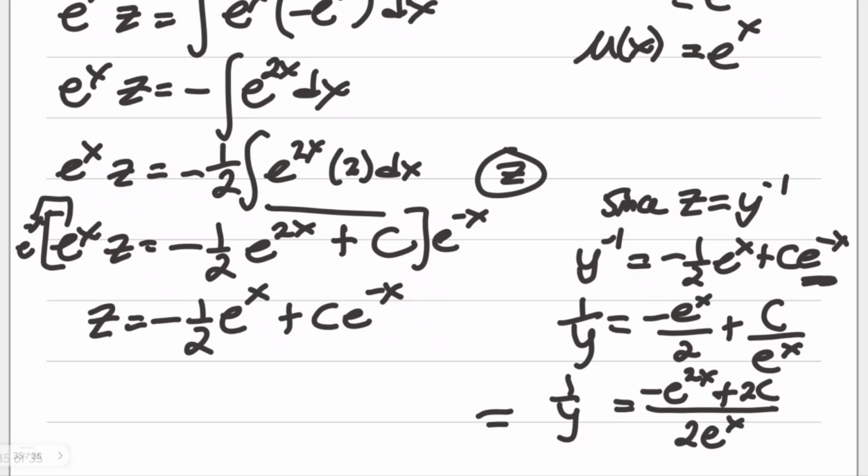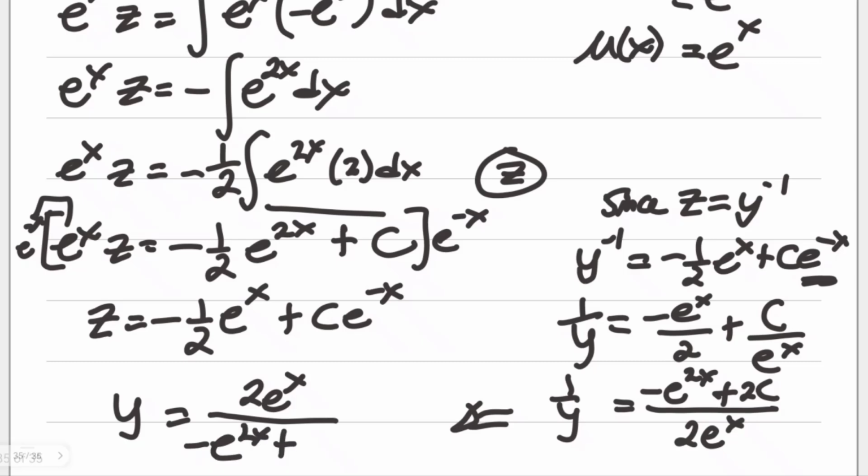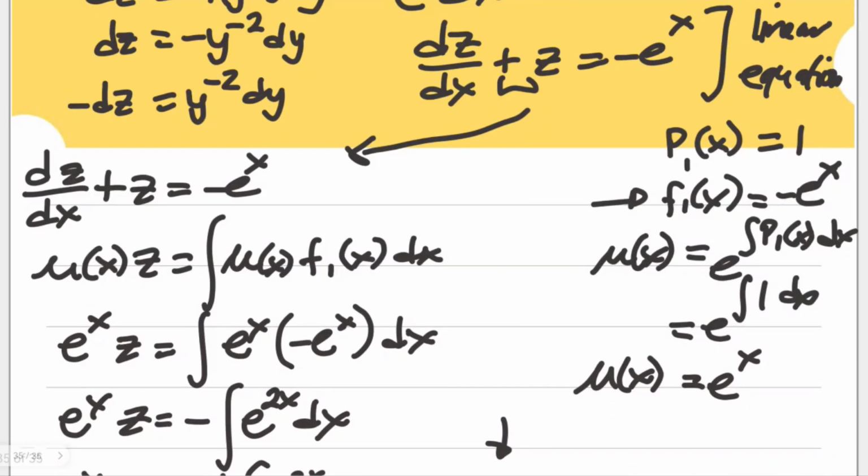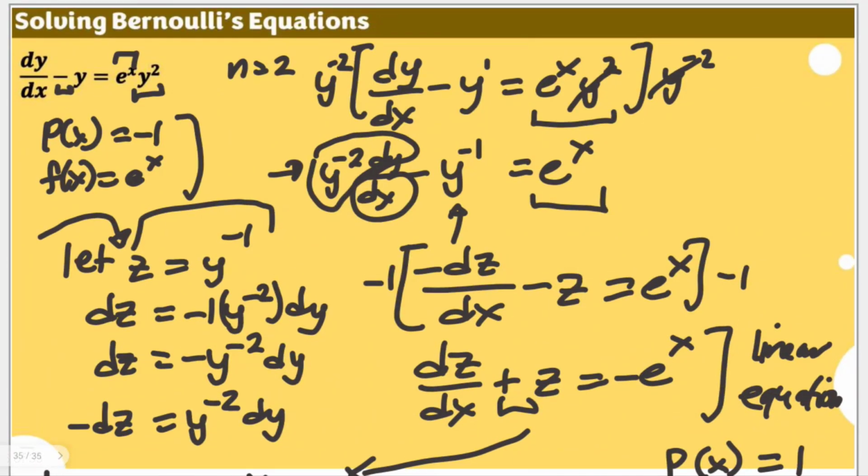This is the time it's easier to reciprocate, getting y equal to 2e to the power of x over negative e to the power of 2x plus 2c. Okay, so this is very rough. I don't know if I got it right, but definitely this is how it would look in a certain process. This is our solution for this given Bernoulli equation that we were able to solve by passing through z and the concept of linear equation. Thank you very much for watching.